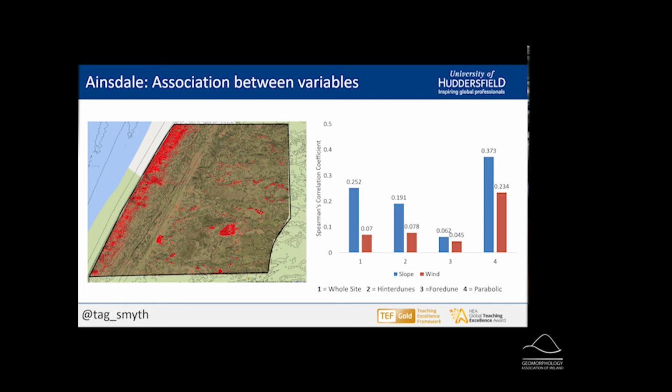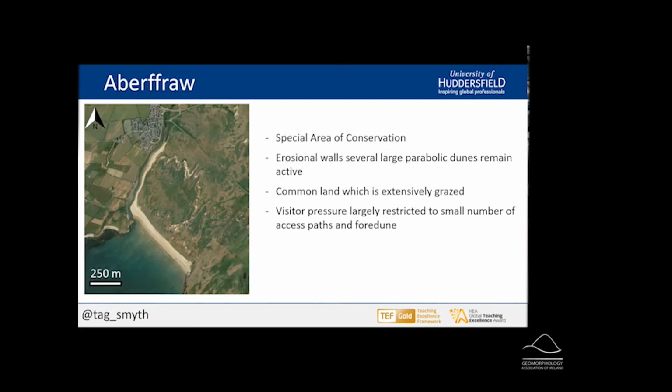At a landform scale, so just looking at our parabolic dune, we have a relatively high correlation compared to others, so it's still a weak correlation. But at this local landscape scale, we do see that those steeper slopes are associated more strongly with bare sand, and wind speed does a better job compared to the rest of the site as well. So that is Ainsdale, some correlation, best with slope, pretty poor for wind, but overall it's a pretty weak correlation between those areas of bare sand and the abiotic factors that we examined.